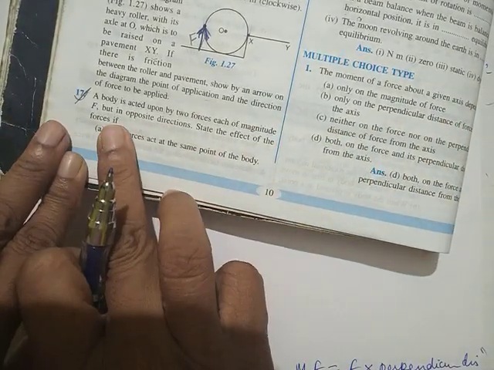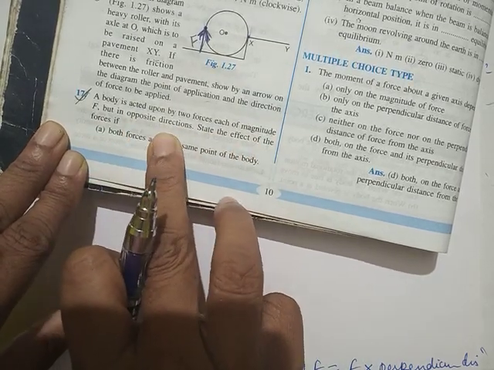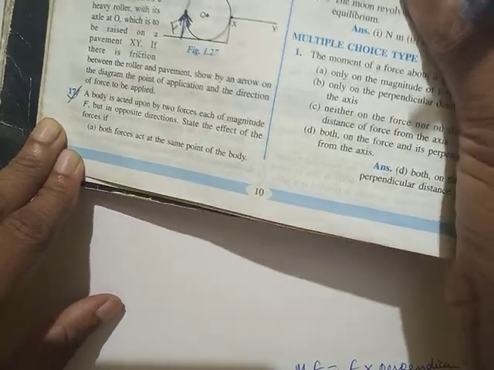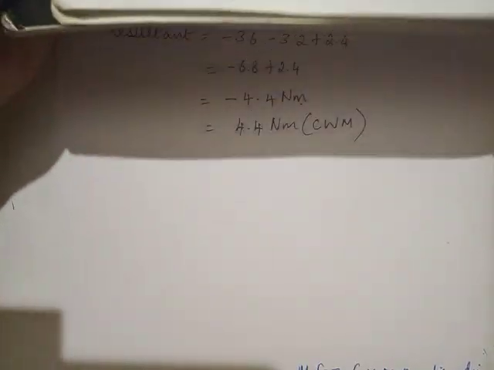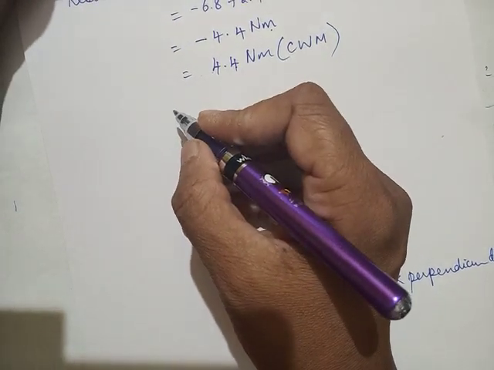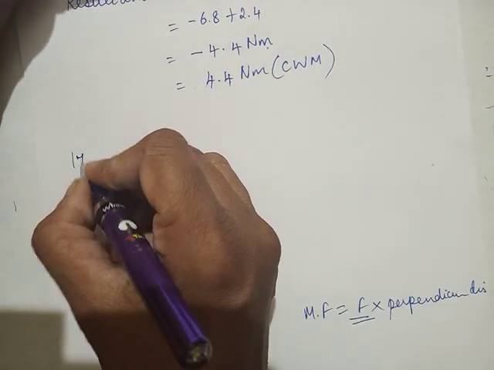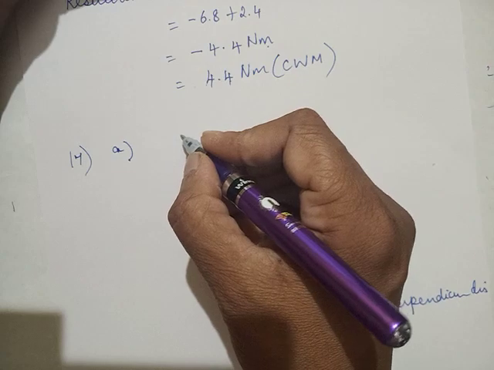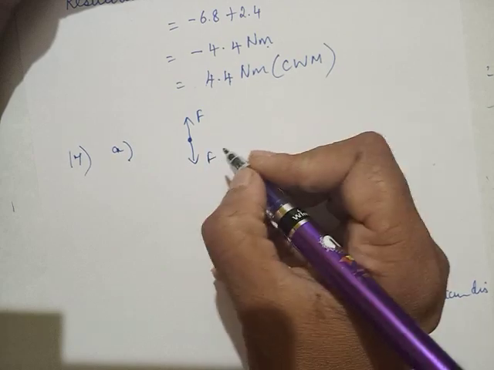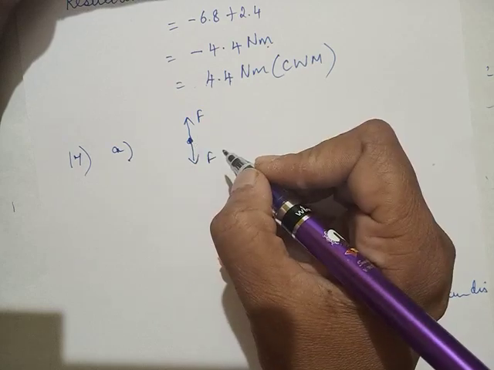Then coming to the 17th question: a body is acted upon by two forces, each of magnitude F, but in opposite direction. State the effect of force if both forces act at the same point of the body. So both the forces F are acting at the same point of the body. Now what will be the effect?